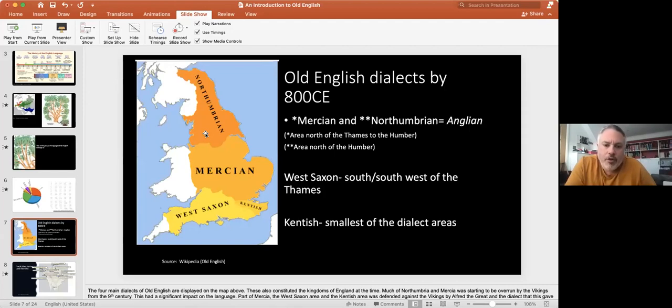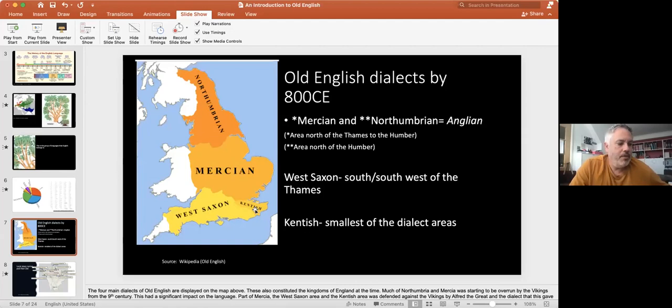You'll see that from the 9th century on, the bits which are Mercian and Northumbrian, they start to see a big influx of Vikings. This is another big change to the language which we see at that time. It's something which doesn't affect West Saxon and Kentish as much. We'll come on to that in a bit.